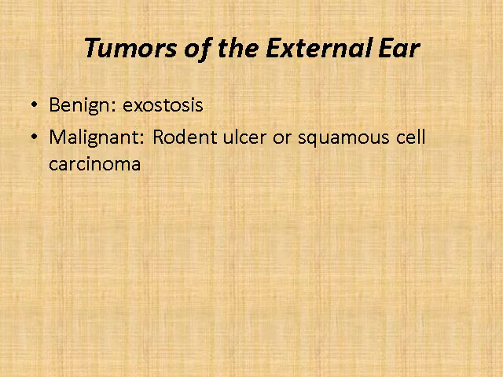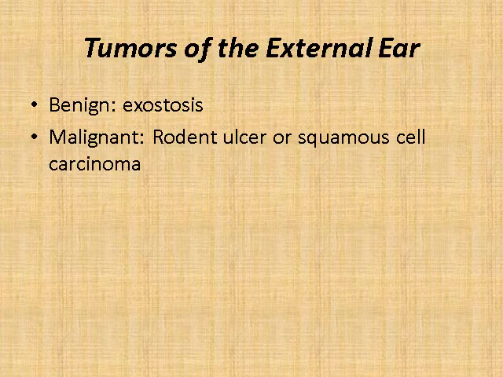So let's quickly sum up what we have said so far. We mentioned the congenital, inflammatory, and traumatic conditions that can affect the external ear, in addition to foreign bodies impacted in the external auditory canal and earwax.